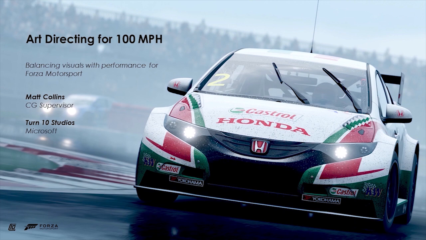So a lot of the talk today is actually speaking to the core art principles and core values of art. But because we don't have a lot of bandwidth for fancy graphics effects and everything else, we really have to double down on art direction and those core techniques. So I'm going to go ahead and start going through it.